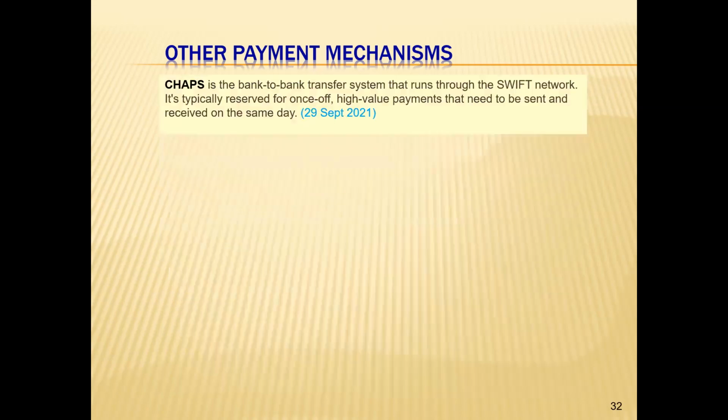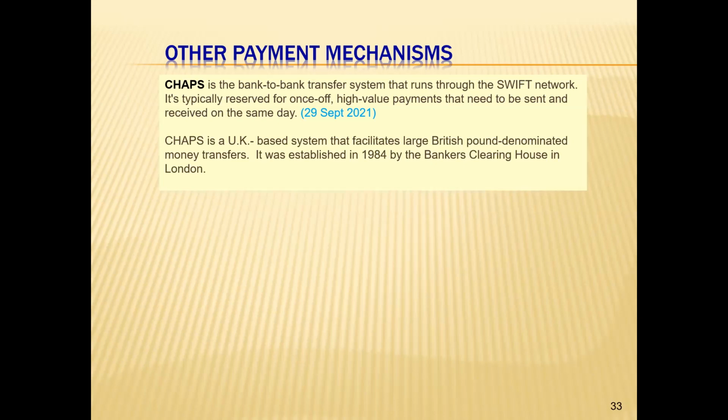So CHAPS, what is CHAPS? Well, CHAPS is basically the British counterpart to CHIPS. It is a bank-to-bank transfer system that runs through the SWIFT network. It is typically reserved for once-off high-value payments that need to be sent and received on the same day. CHAPS is a UK-based system that facilitates large British pound denominated money transfers. It was established in 1984 by the Bankers Clearinghouse, that is the UK, in London. Okay, so that's the clearinghouse. The Bankers Clearinghouse is the one in the UK.